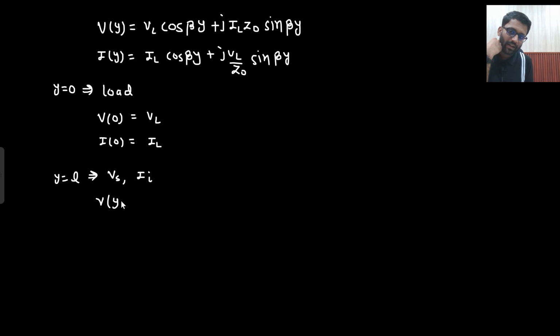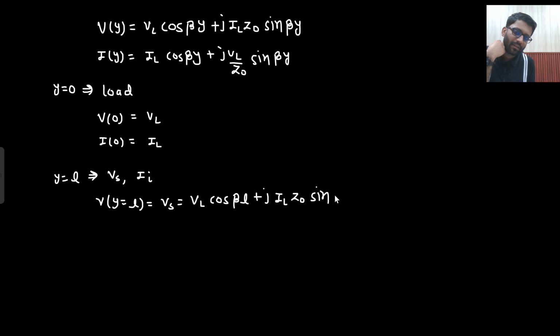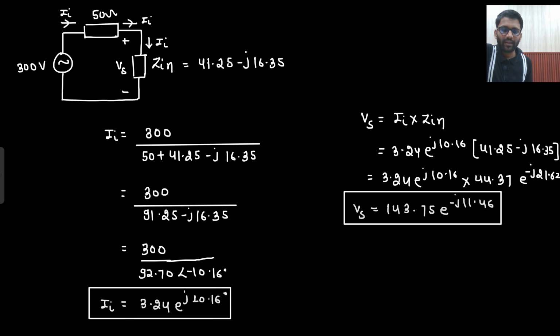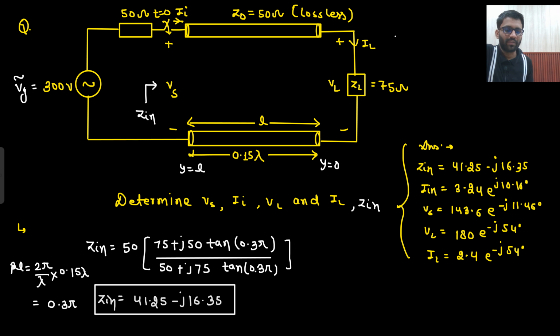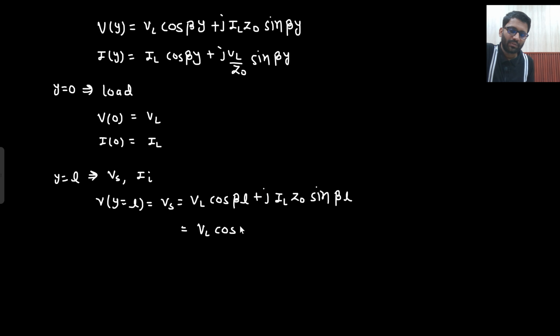So for V at Y equals to L, that would be your Vs, and that would be VL cos beta L plus j IL Z naught sin beta L. Okay, now let's solve it. What is the value of beta L? Beta L we have already calculated here, that is 0.3 pi. So VL cos 0.3 pi plus j.